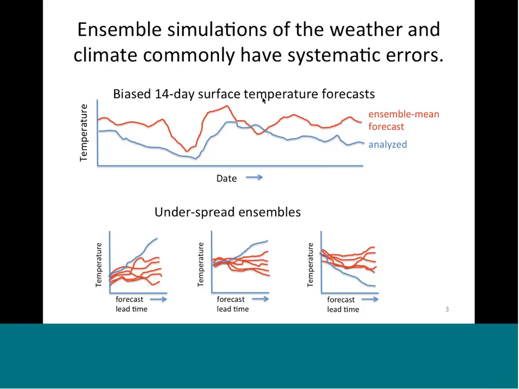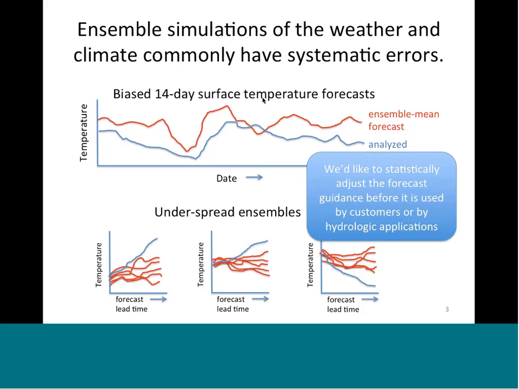Another deficiency that's common in ensemble prediction systems, and ours is certainly one that has this problem to differing extents for different variables, is that they're underspread. The range of simulations often doesn't encompass the actual conditions that occur here. And so with post-processing, we hope to be able to correct for some systematic deficiencies like these.